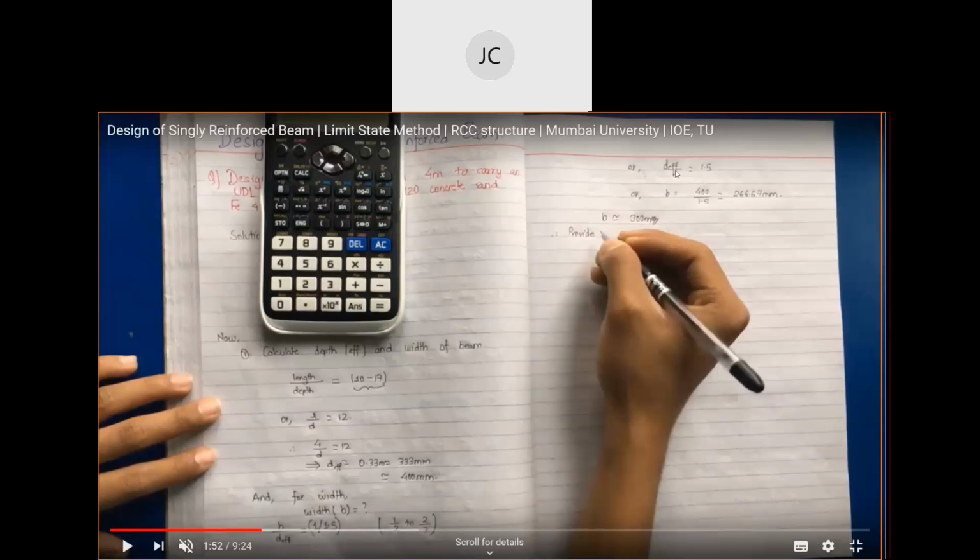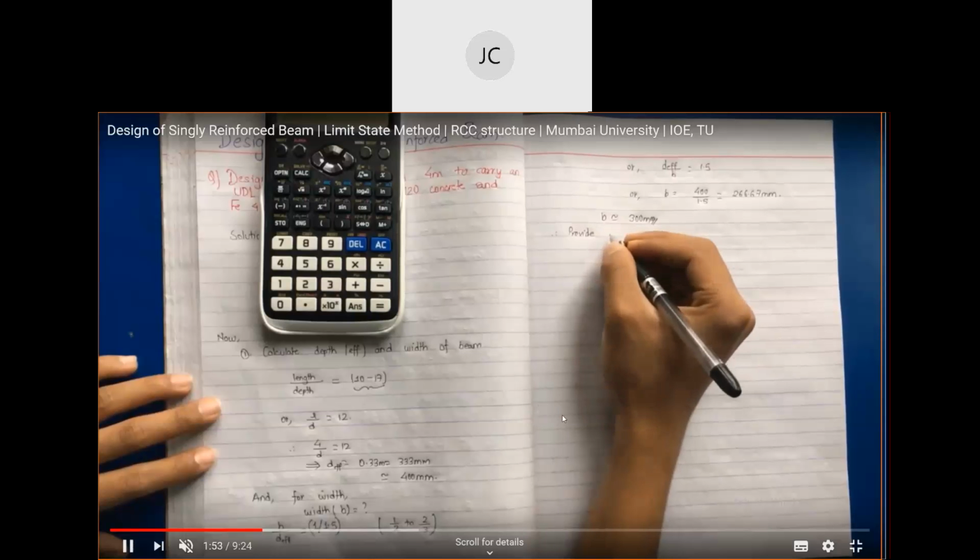We know the effective D, they have assumed 400. So B will be 400 divided by 1.5. They got 266.67. For easy calculation, they have assumed B equal to 300 millimeter. Now these are just assumed values. After doing the calculation, we have to check whether our assumption is correct or wrong. Just like the last class problem, where in the first problem we assumed the width and the depth of the beam, and then after the calculation we checked whether our assumed values were correct or wrong.